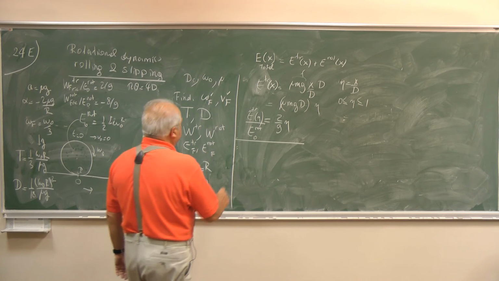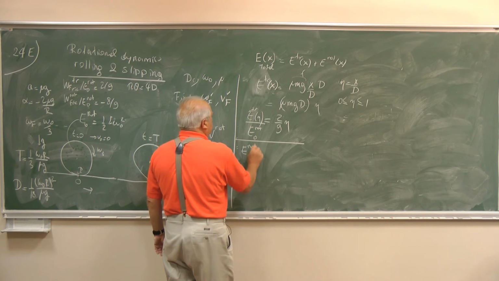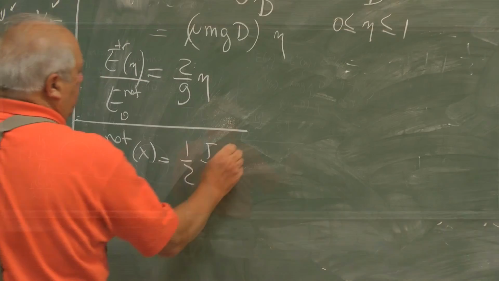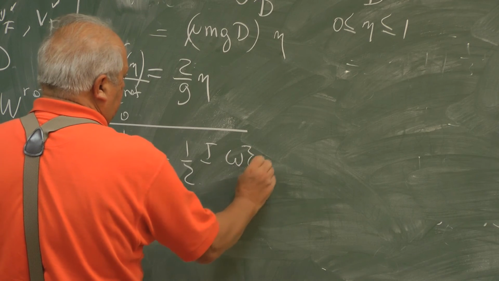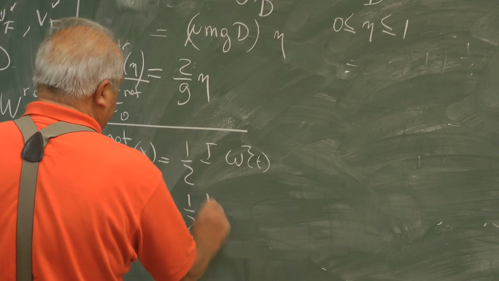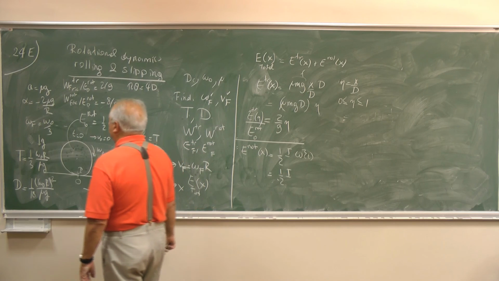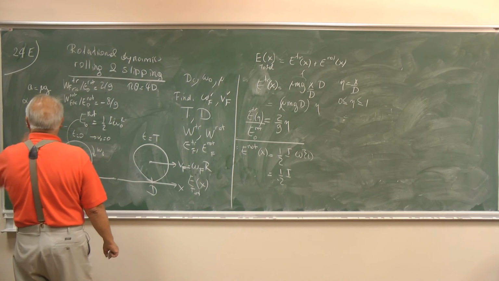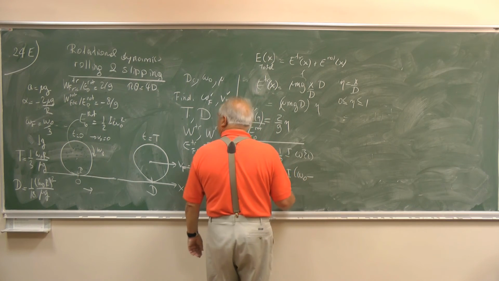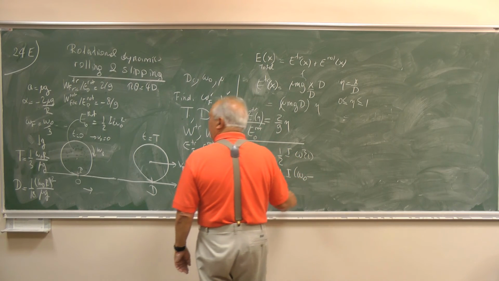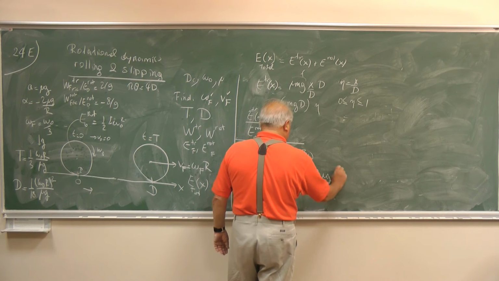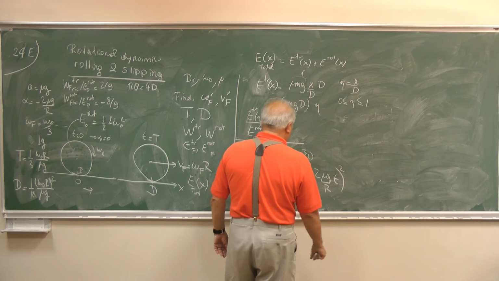Now the rotational. E rotational of x is equal to 1/2 I omega t squared. So that's 1/2 I, where omega is omega 0 minus alpha t, and alpha is minus 2 mu g over r, times t squared.